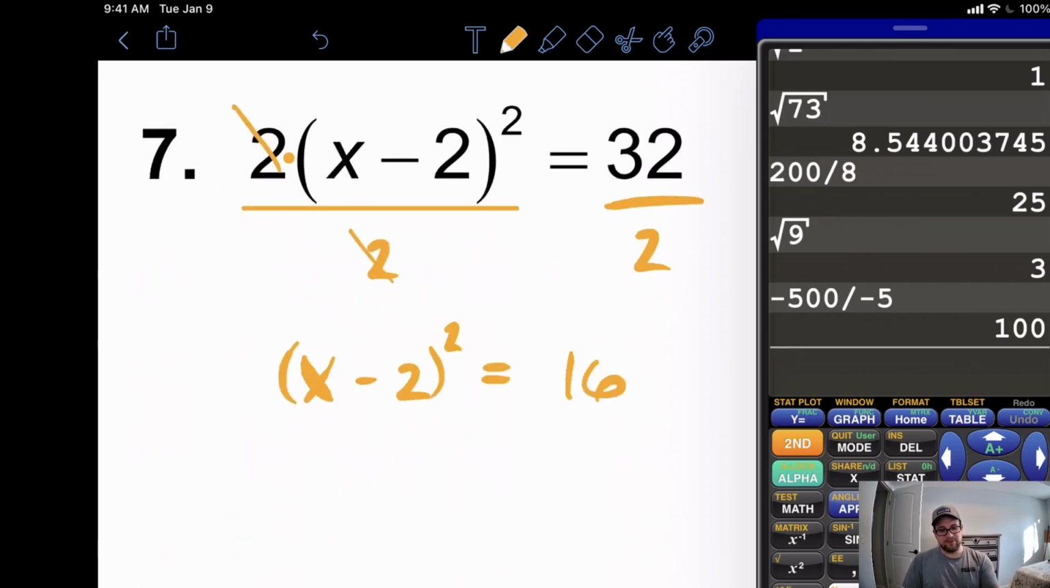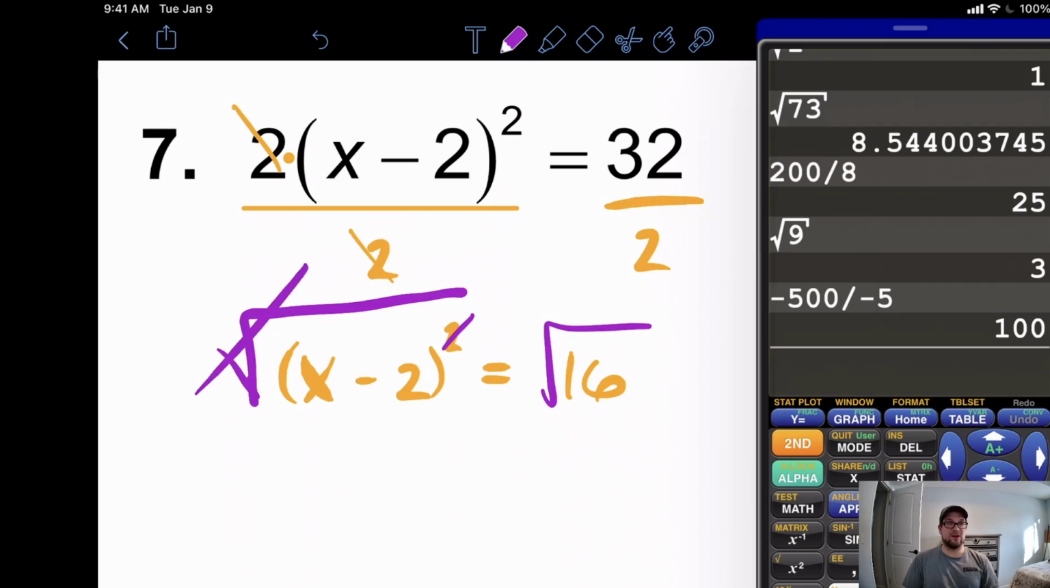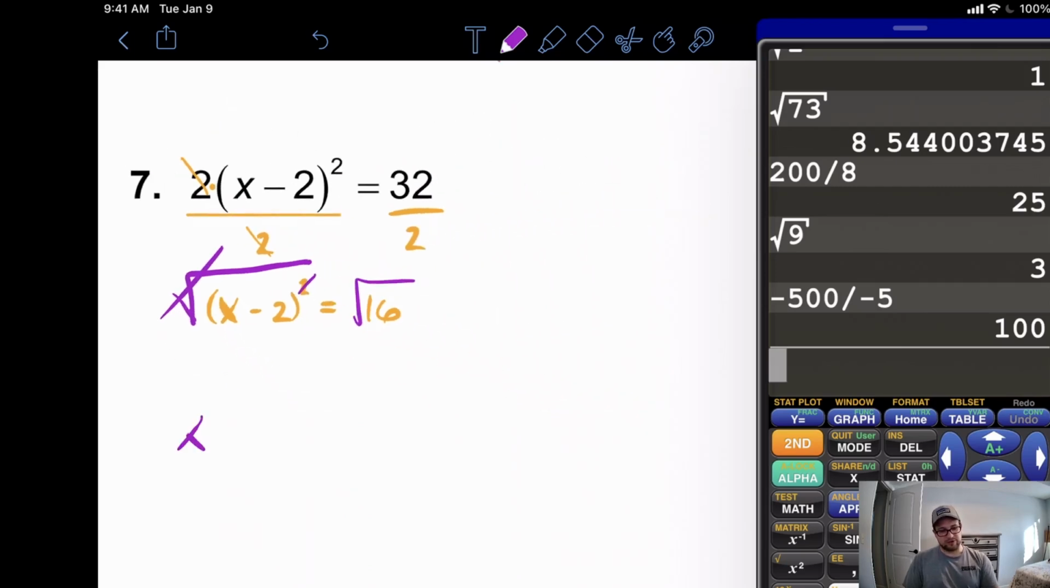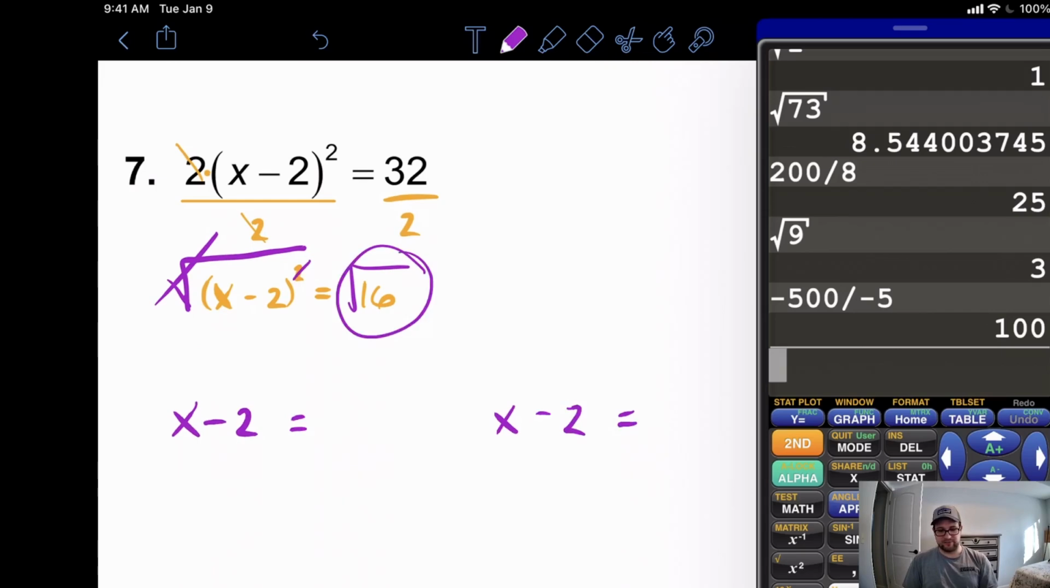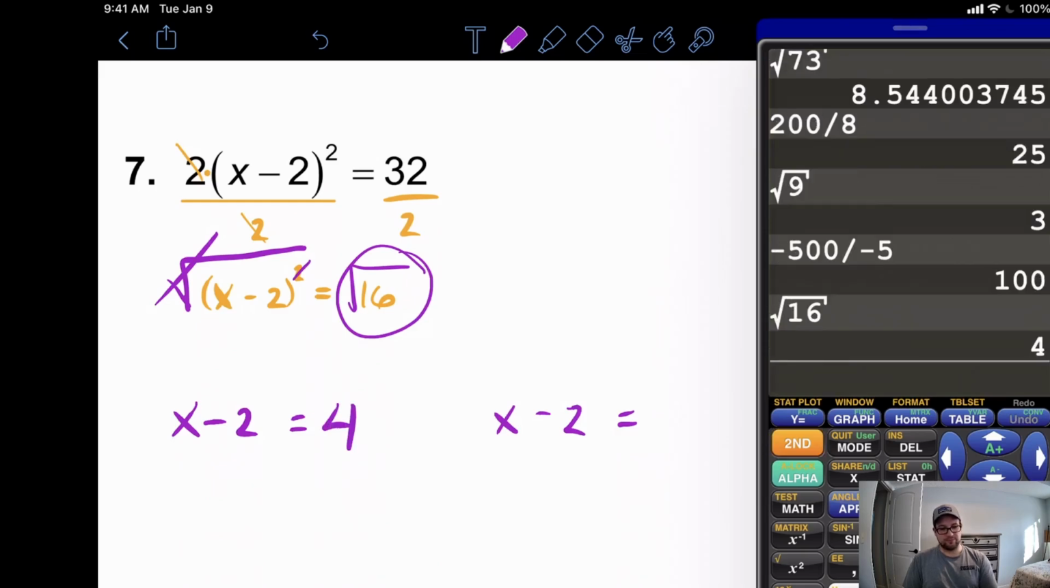And now this is where we want to take the square root. So we're going to square root both sides. Now we know this and this are going to cancel each other off. So this is where I'm going to write my two equations. x minus 2 equals, and x minus 2 equals. Now what it equals is whatever the square root of 16 is. The square root of 16 is equal to 4. So there's my positive 4 and here's my negative 4.